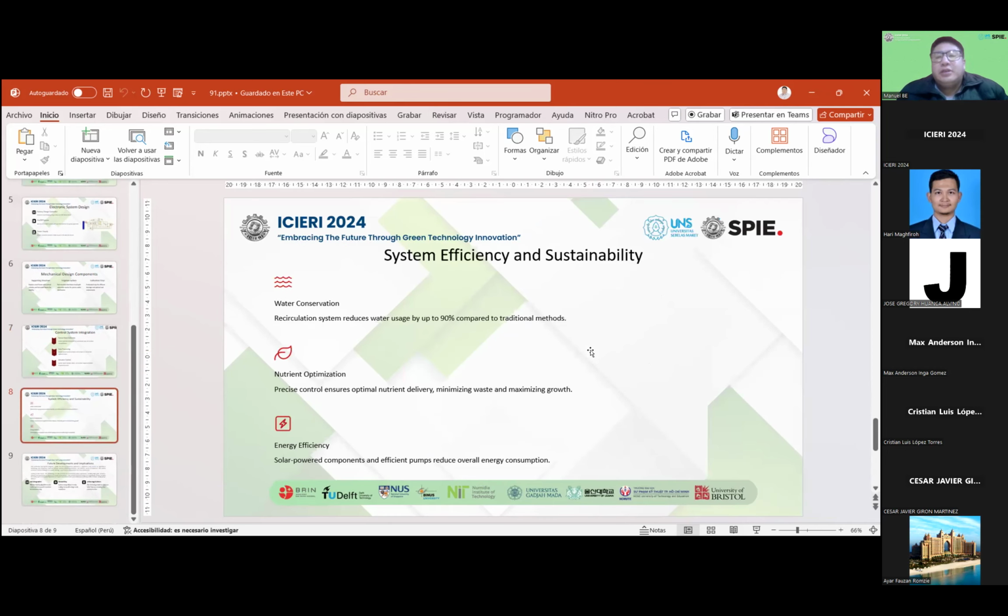System efficiency and sustainability. Water conservation: the recirculation system reduces water usage by up to 90% compared to traditional methods. Nutrient optimization: precise control ensures optimal nutrient delivery, minimizing waste and maximizing growth. Energy efficiency: solar-powered components and efficient pumps reduce overall energy consumption.